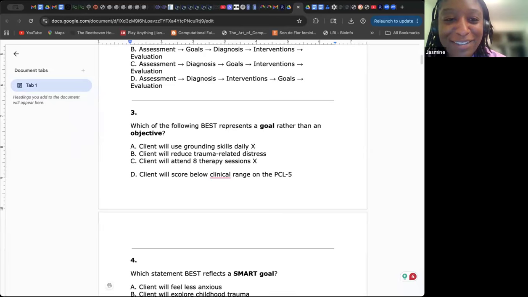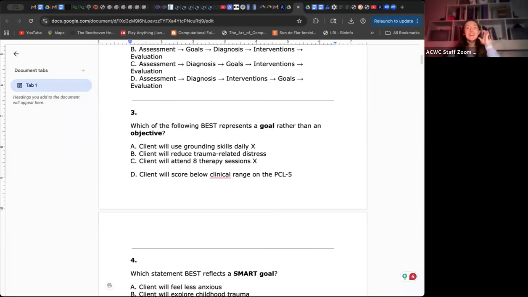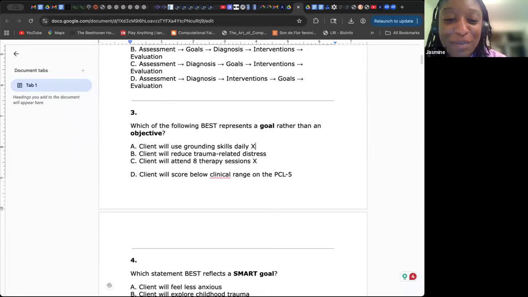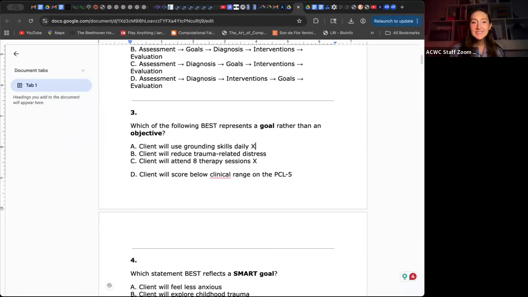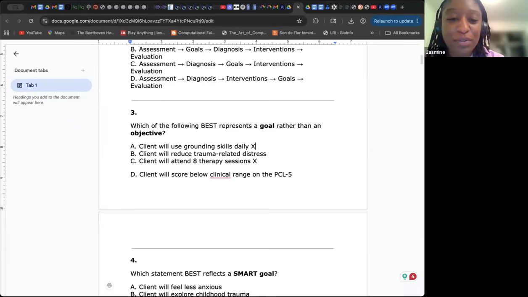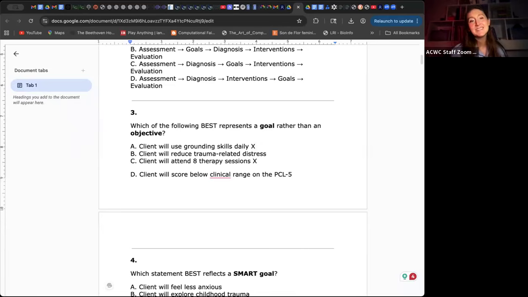I'll take a hint. Yes. Me too. Right now both of these seem like they could be goals. I know. That's what I was gonna say. This is where people got stuck last night in the group too. They got stuck between B and D.